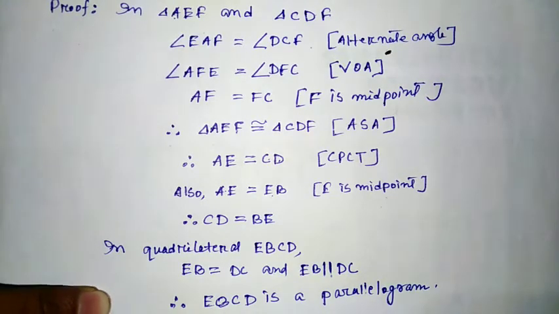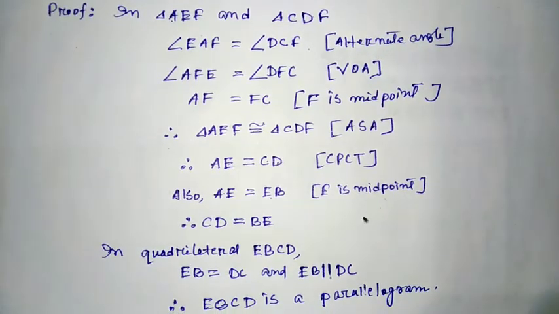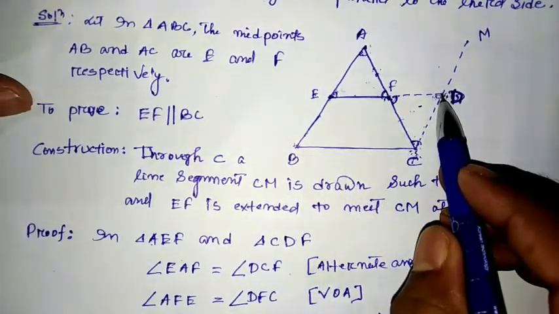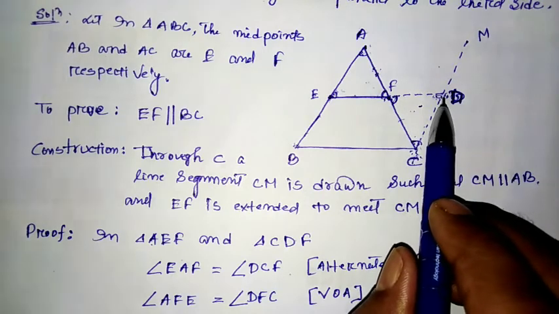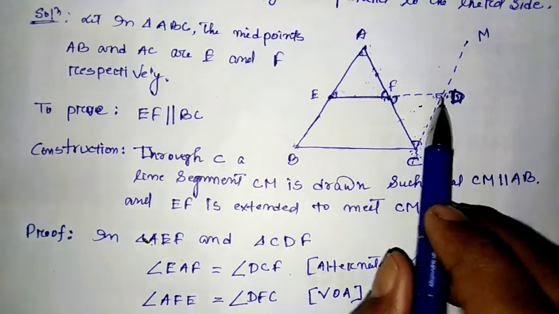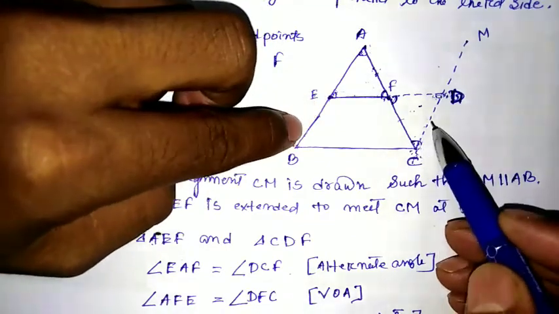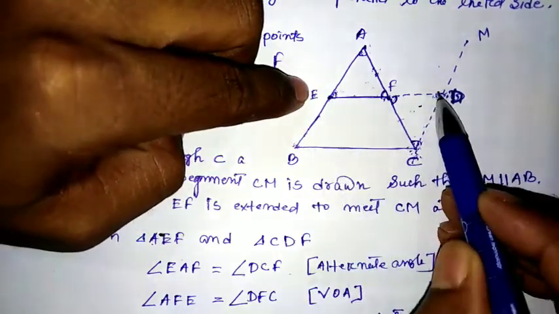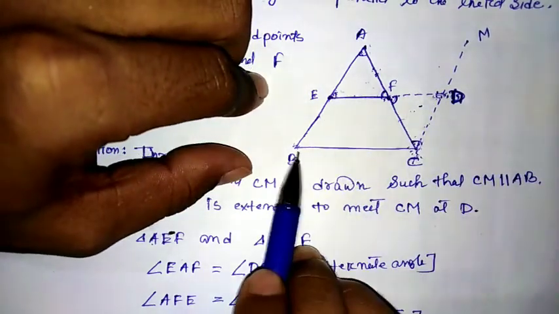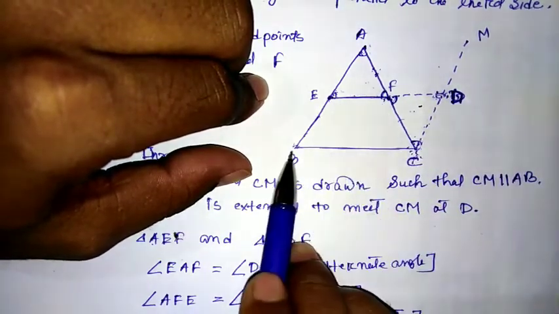No? Now see, since EBCD becomes a parallelogram, we know that in a parallelogram both the opposite pairs of sides are parallel. These two sides are parallel, it is by construction, and EBCD becomes a parallelogram. That means the side ED will also be parallel to BC. When ED will be parallel to BC, then EF will be parallel to BC. That's it.